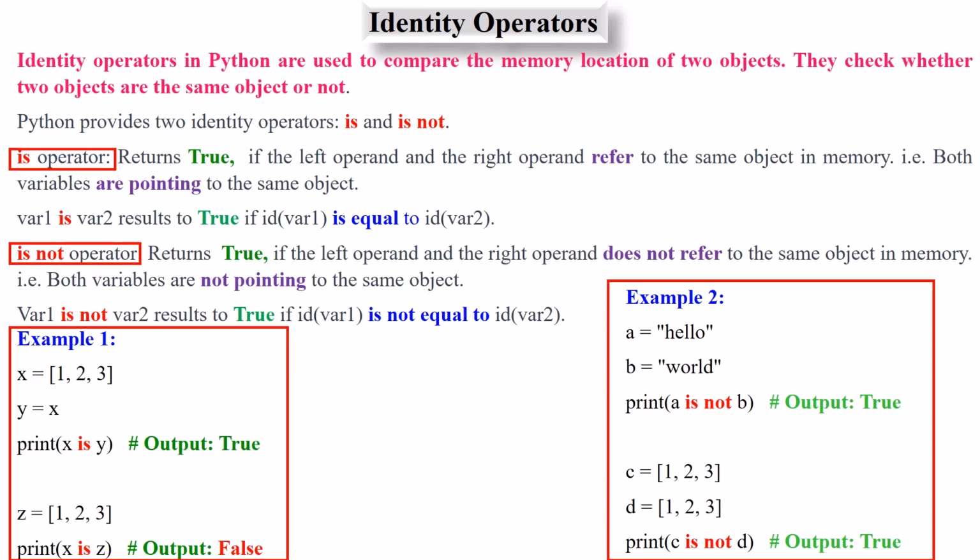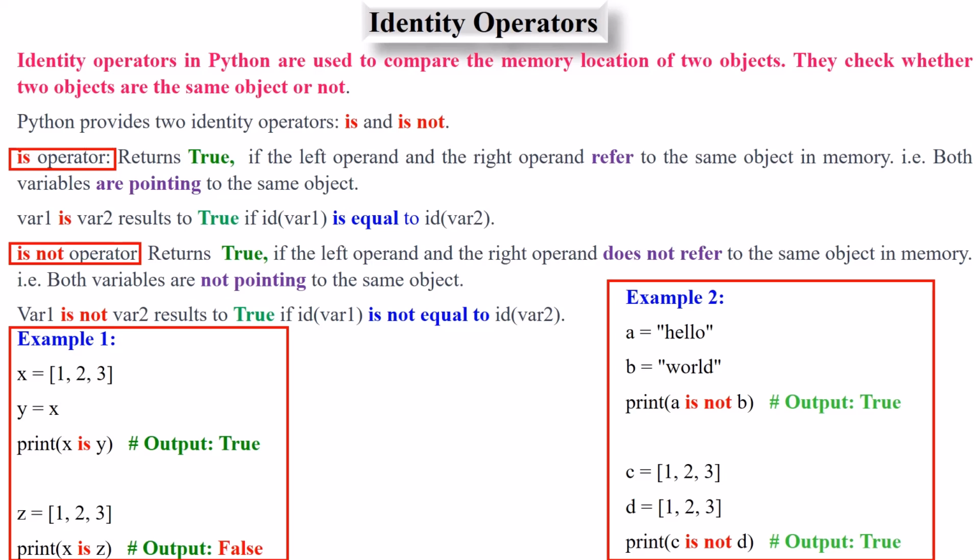The print statement checks if x and z refer to the same object using the is operator. However, even though x and z have the same values, they are separate objects in memory. Hence, the expression x is z evaluates to false. Therefore, when you print the results, the output will be true for the first print statement, false for the second print statement.